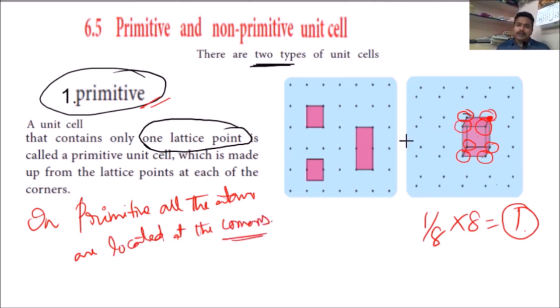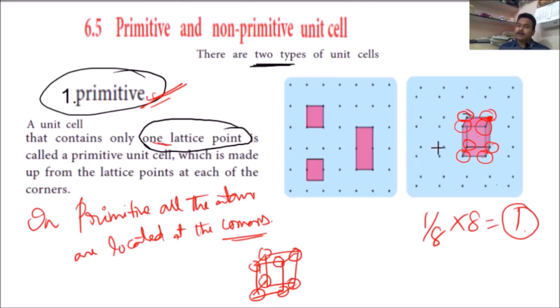Whenever we take any unit cell, how do we identify whether it is primitive or non-primitive? If that unit cell is one cube, and in that cube atoms are located at the corners, these are the 8 corners. If atoms are located at these corner positions, you can say it is a primitive. There is also another definition. Our textbook says that in the unit cell one lattice point must be there.